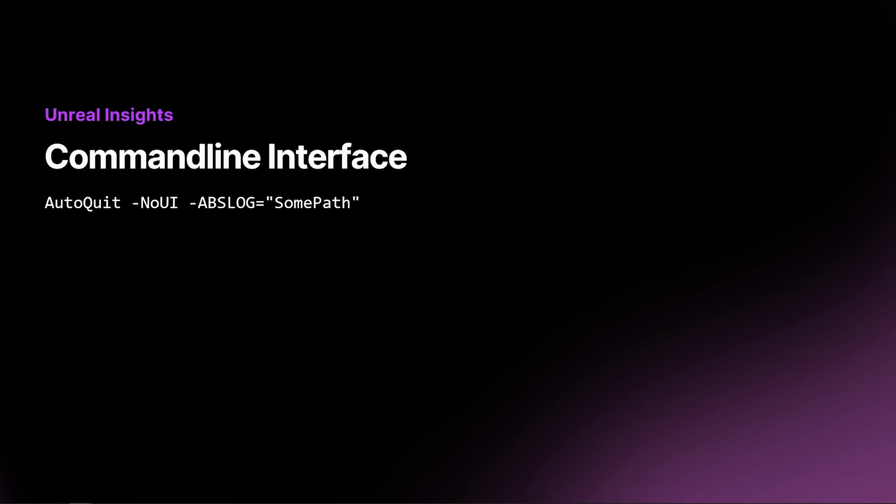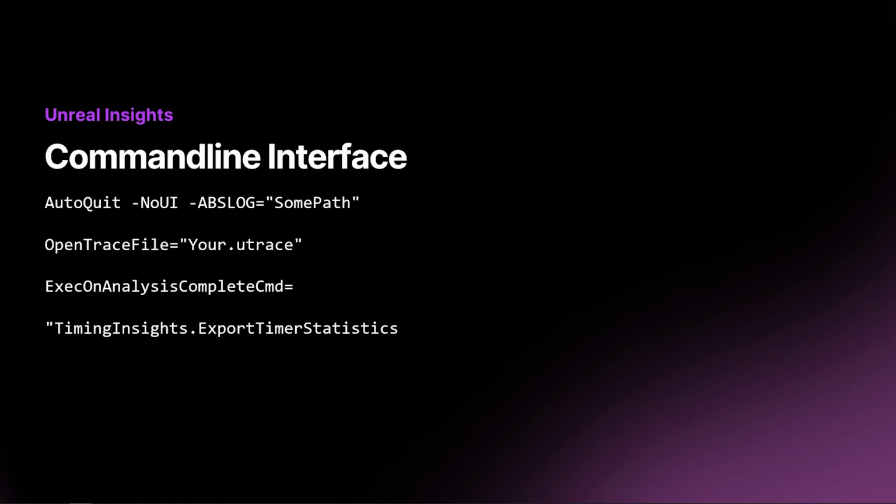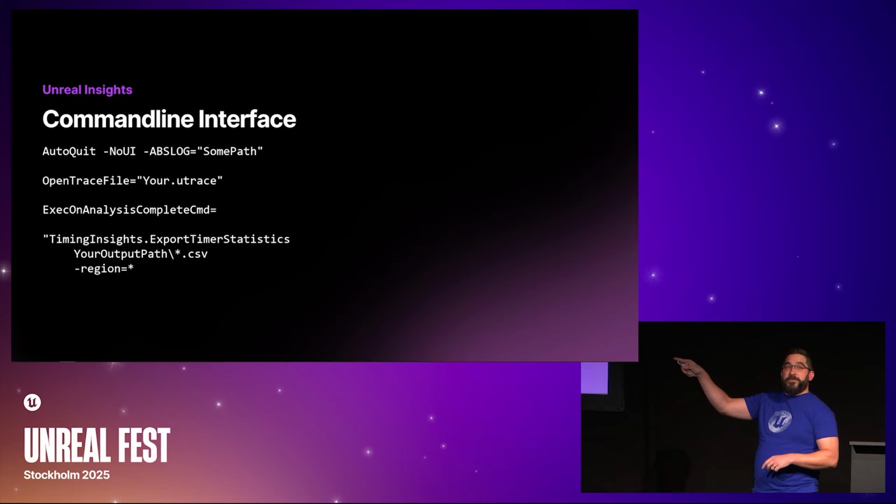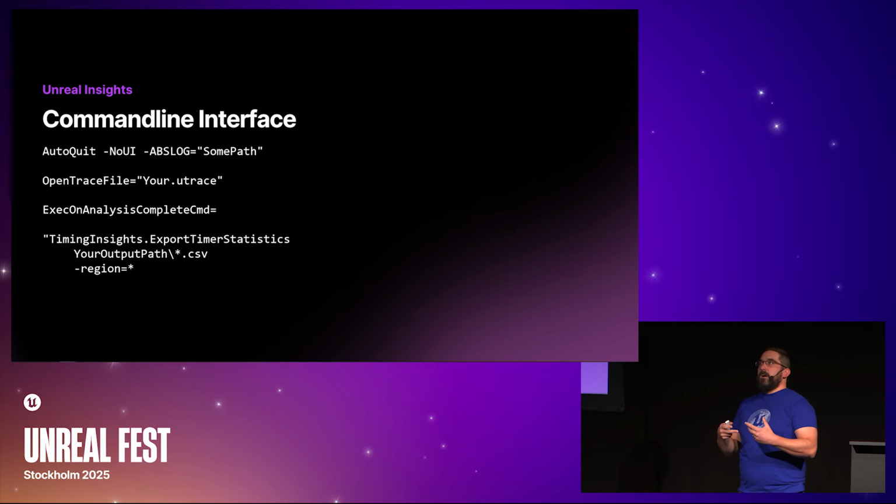So here's a little bit of boilerplate. Then we open the trace file, and then it's this exec on analysis complete command, timing insights.export timer statistics, path to the CSV with a wildcard, and then you can specify which regions you want, and it'll do a wildcard search. So you could say, maybe you want to get the timer statistics of all of your boss fights, and you've got your boss fights tagged as boss fight underscore blank. So now it'll go through and get the timer statistics of all of the boss fight regions. Really handy. And then we can scope that to the GPU thread.